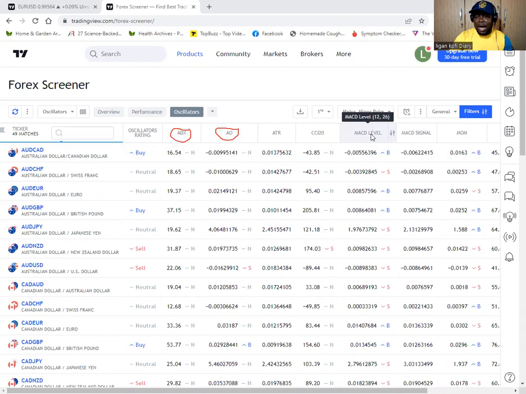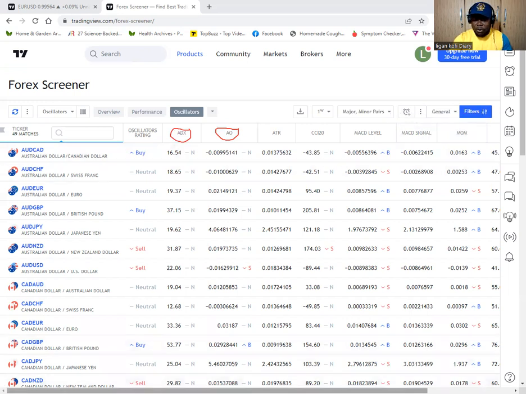The MACD level has to do with the bars, and the MACD signal has to do with the lines on the MACD. I don't know if you are getting what I'm saying, but if you have seen the MACD on the MT4 or on the MT5, you should understand what I'm talking about. And then they have the momentum, which is the MOM.